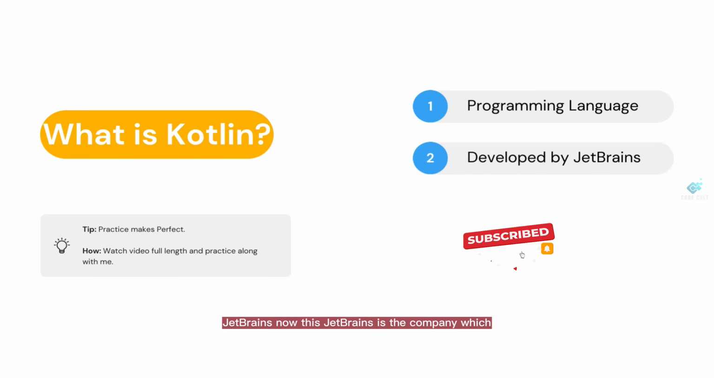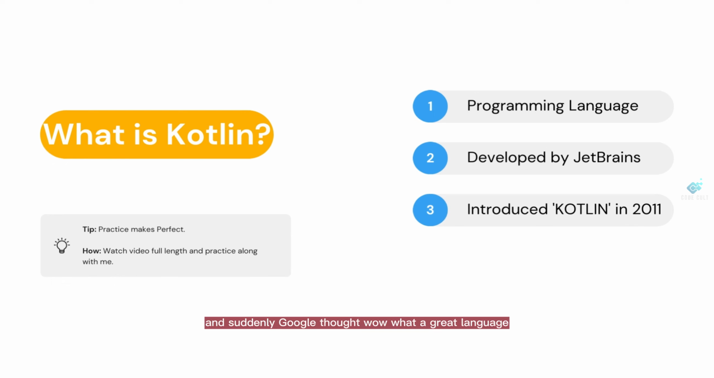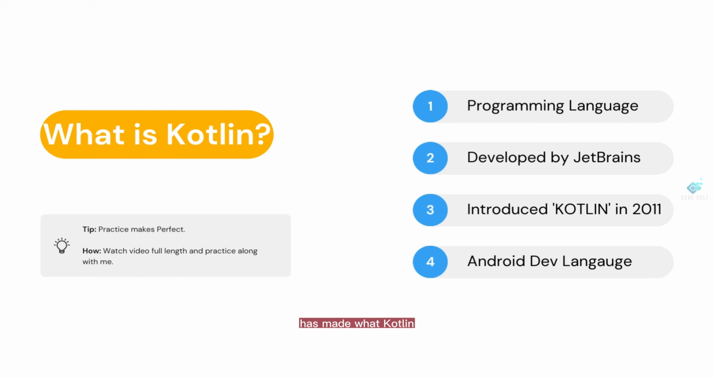Now this JetBrains is the company which created the Android Studio and IntelliJ IDEA and many other famous softwares. This company introduced Kotlin in 2011, and suddenly Google thought, wow, what a great language, and it made it the official Android app development language. Now Google has made what? Kotlin the official Android app development language.